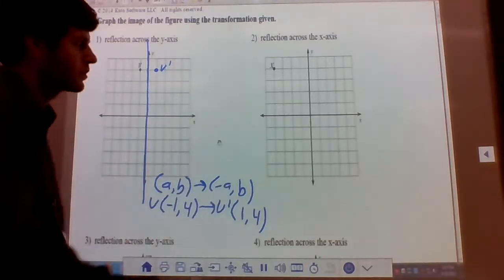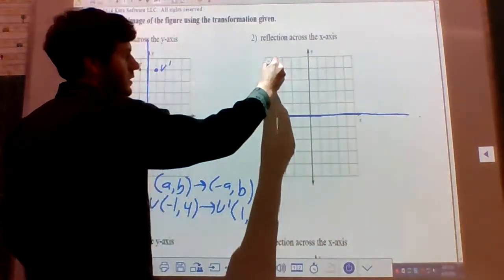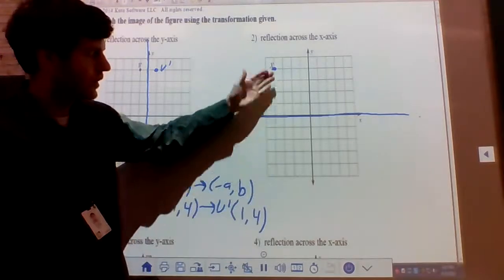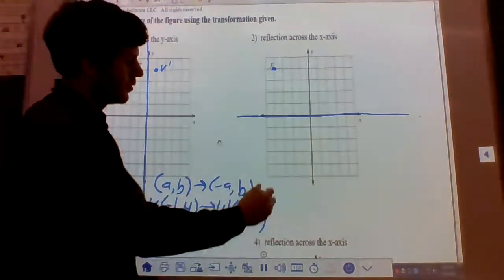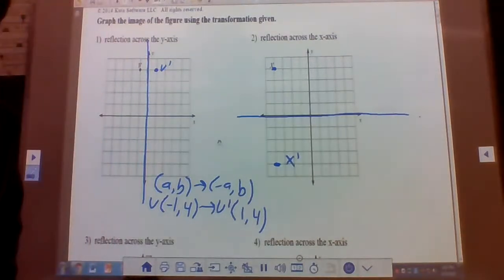Okay, here we're reflecting across the x-axis. So here's our x-axis. Okay, so we're going to be reflecting down. So this one's 4 above, so the reflection is going to be 4 below. Okay, if we can't visually do that very well, we can use the formula.